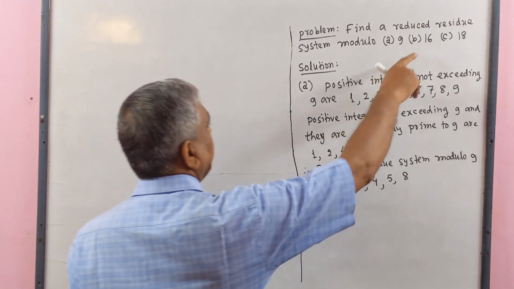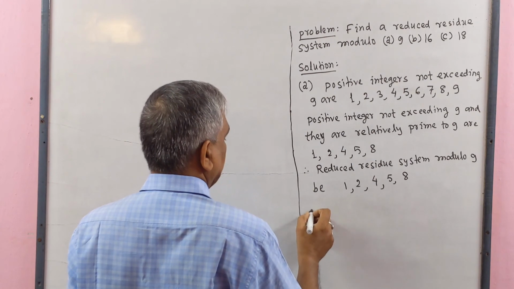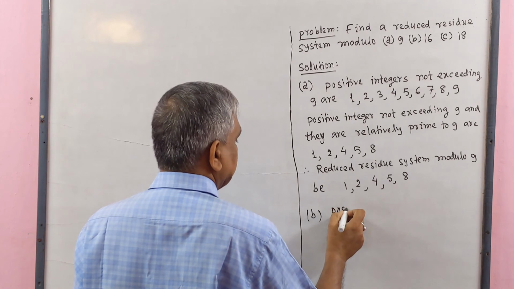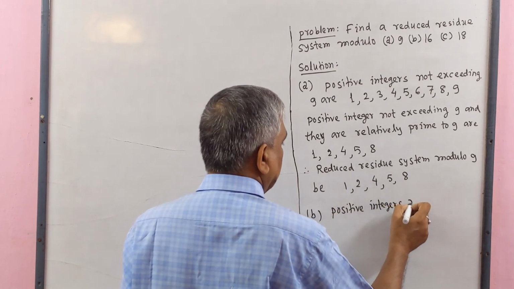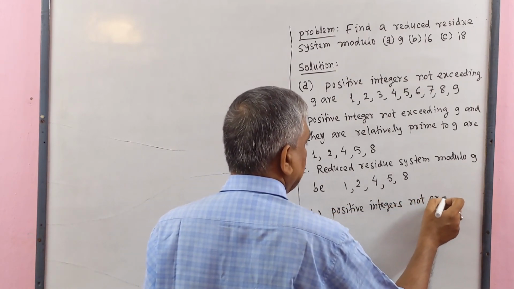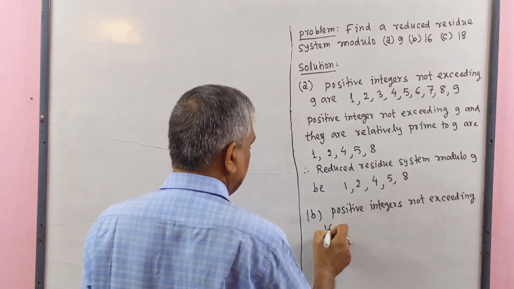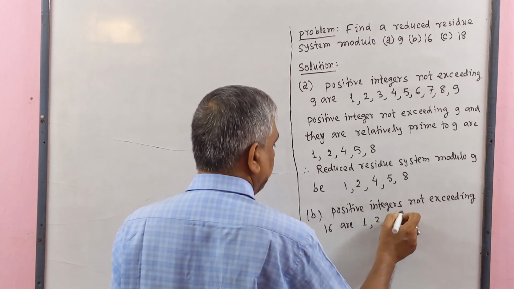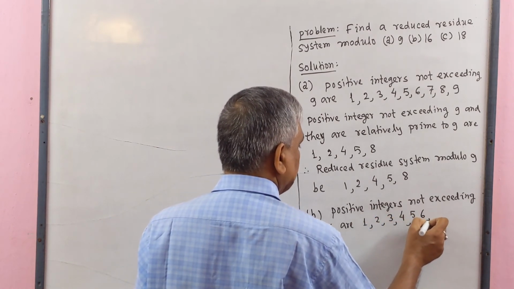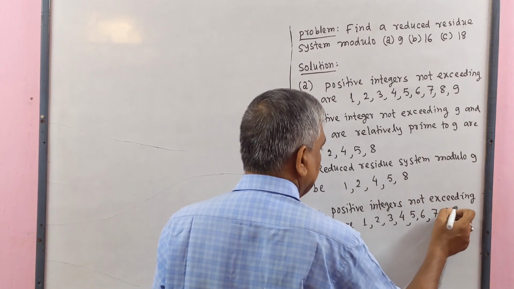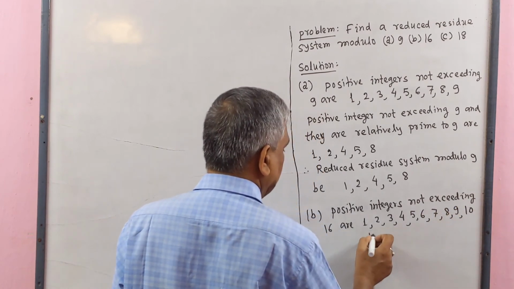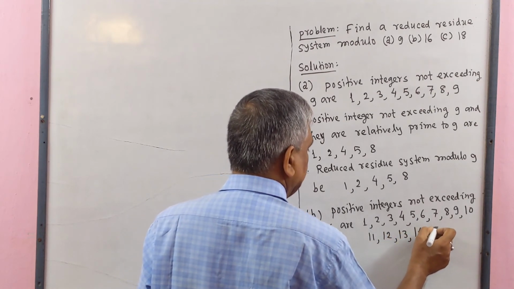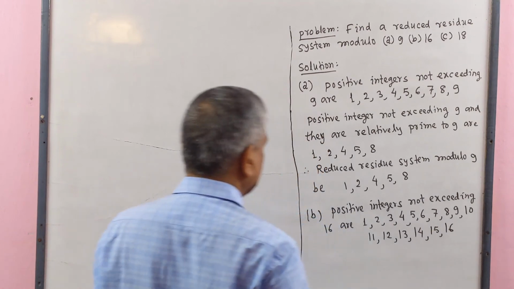Now we solve B number. B. Positive integers not exceeding 16 are 1, 2, 3, 4, 5, 6, 7, 8, 9, 10, 11, 12, 13, 14, 15, 16.